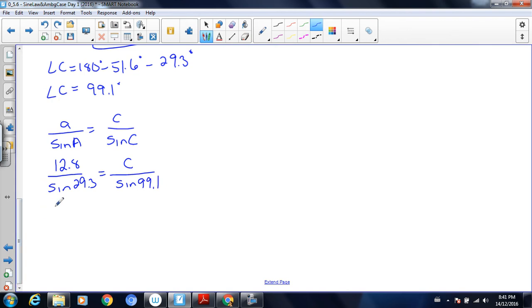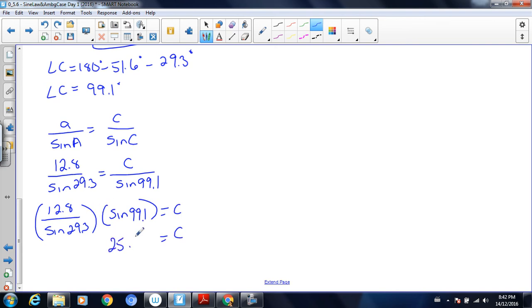Now I want to solve for side C. So 12.8 over sine of 29.3 multiplied by sine of 99.1 is equal to C. When I calculate all that, I get 25.8 centimeters.